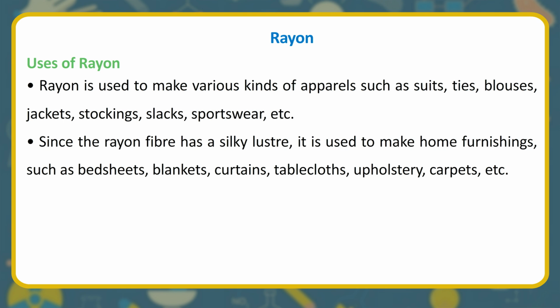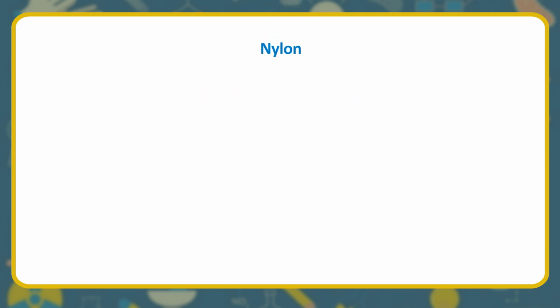Rayon is used to make various kinds of apparel such as suits, ties, blouses, jackets, stockings, slacks, sportswear, etc. Since the rayon fiber has a silky luster, it is used to make home furnishings, such as bed sheets, blankets, curtains, tablecloths, upholstery, carpets, etc.